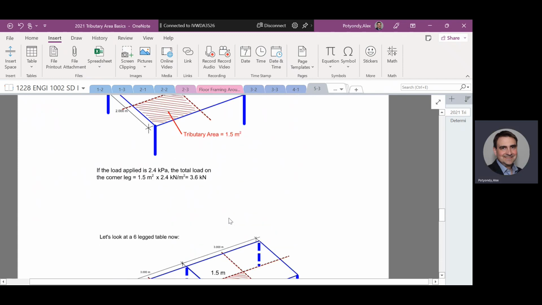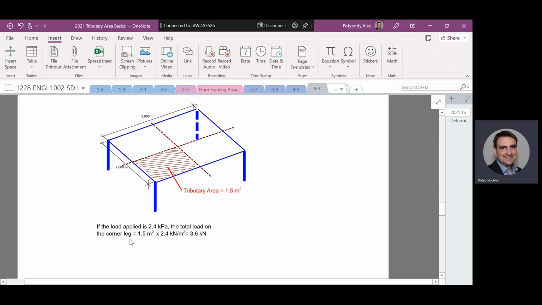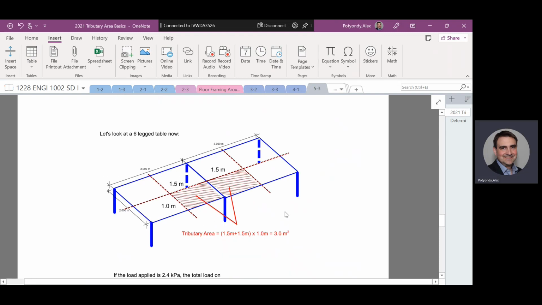So if the load applied is 2.4 kPa, the total load on that corner leg is going to be the tributary area it supports multiplied by that 2.4 kilonewtons per meter squared (kPa and kilonewtons per meter squared are the same), which is 3.6 kilonewtons. Exactly what I previously calculated. Okay, brilliant. Now that's fine for a simple 4-legged table. We can understand it, we can visualize it.